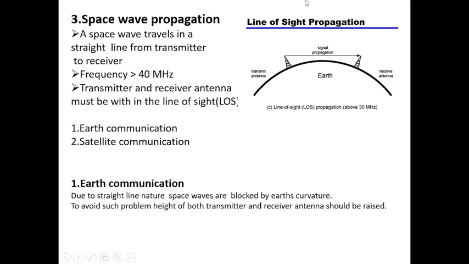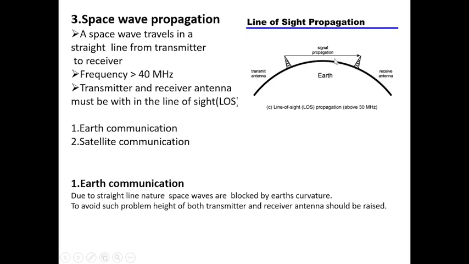Because of line of sight, the transmitter and antenna must be in the same line for the propagation, because of the straight line nature. Suppose the antenna is situated in such a way that the space waves may get blocked at the Earth's horizon, because the Earth has a curvature. So some of the space waves may get blocked on the horizon.